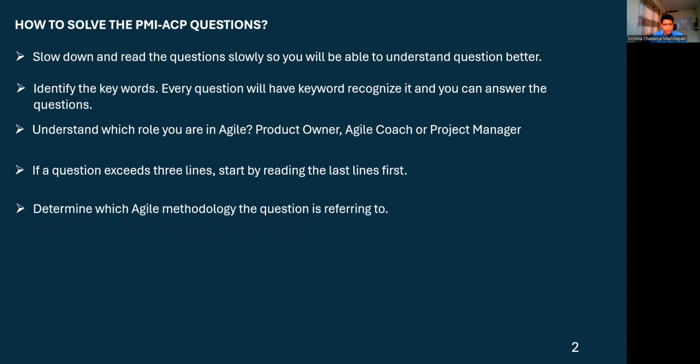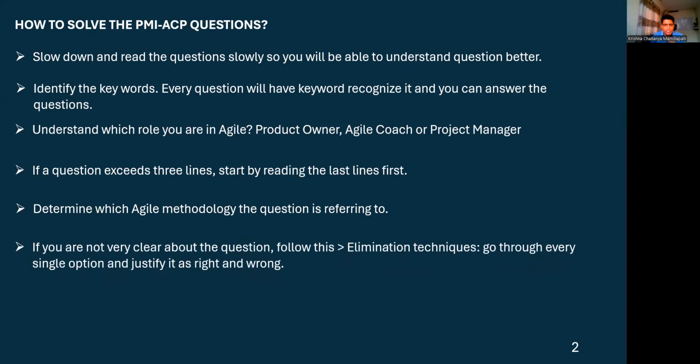And determine which agile methodology the question is referring to. It's very important to understand which methodology it is referring to, because we have quite a few methodologies within agile, whether it could be Scrum, XP, or various other recognized agile methodologies.